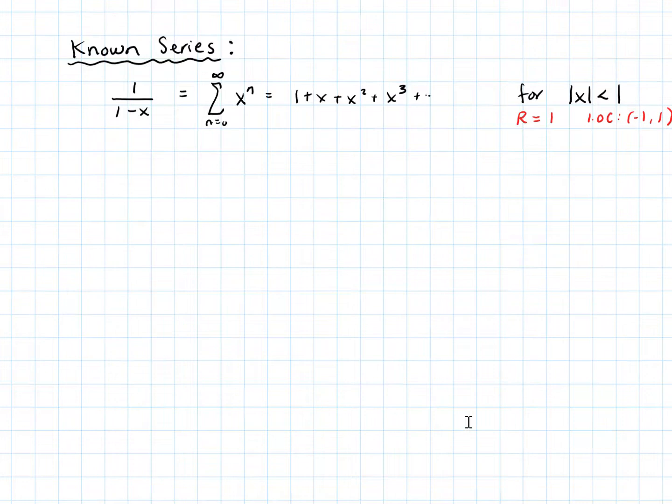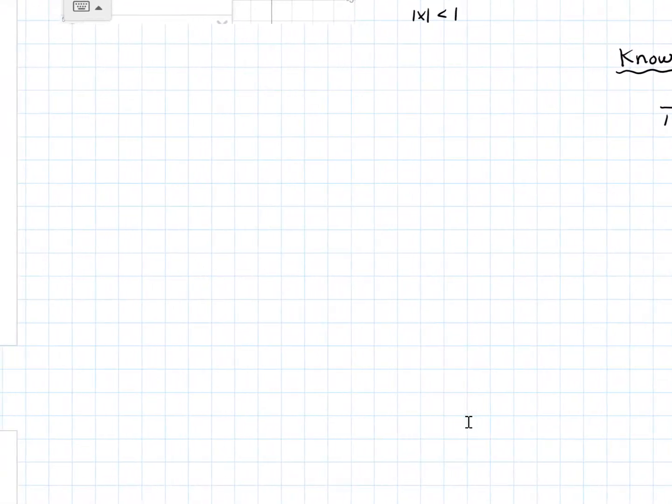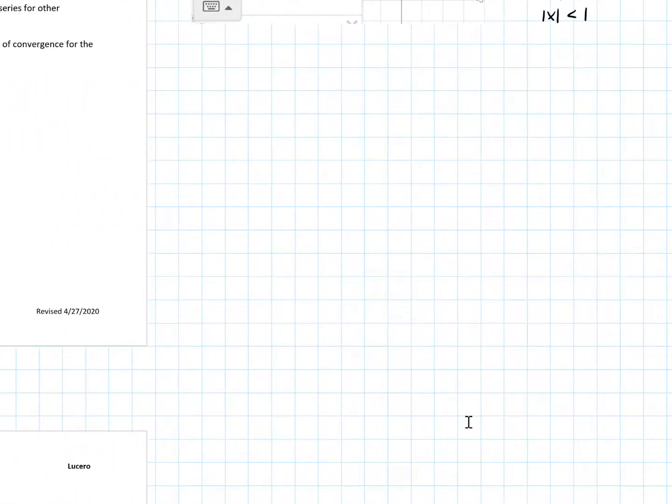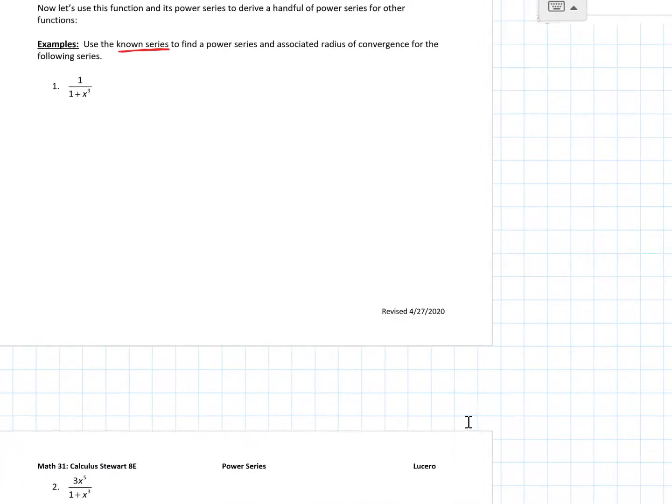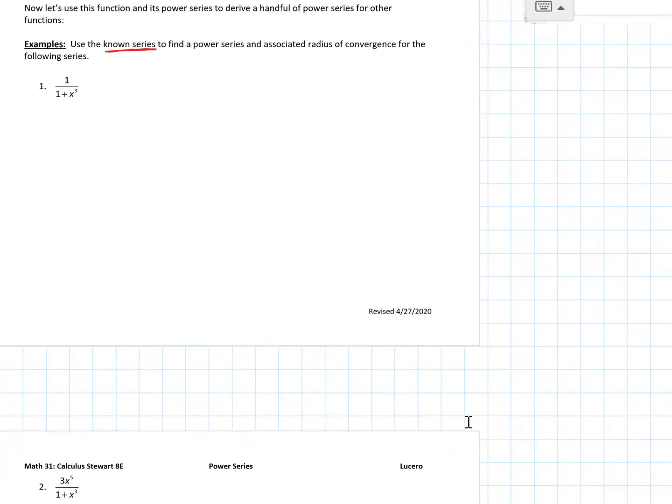So if we're working with that known series and we come across an example, 1 over 1 plus x cubed, and we want to find a power series representation for it, we want a power series representation and the associated radius of convergence. Okay?